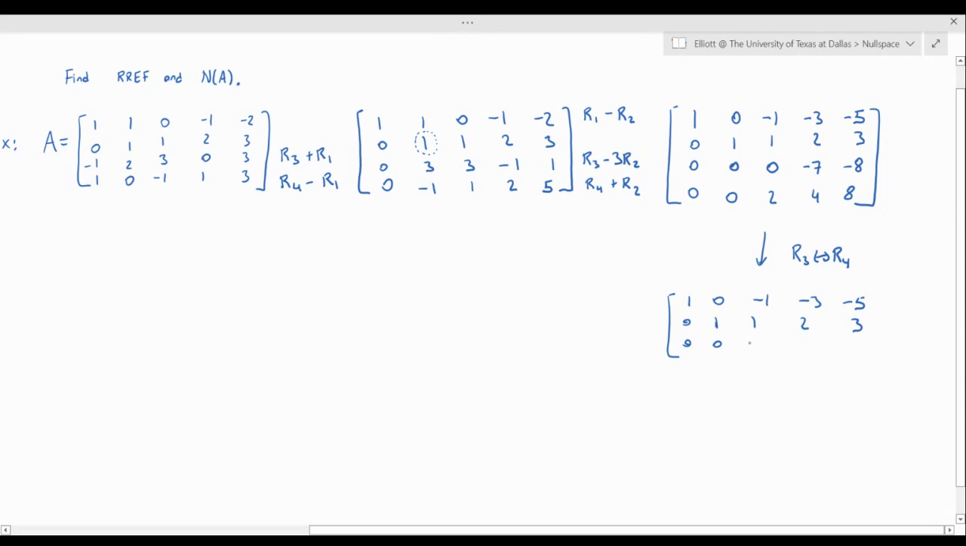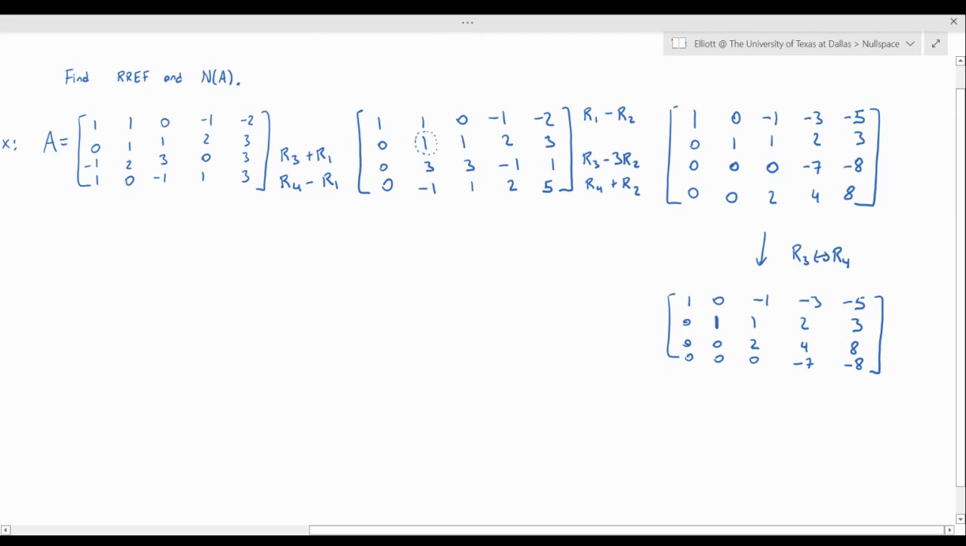Oops, swapping. So you'll get 2, 4, 8. And here you get 0, 0, 0, -7, and -8. Okay. So then, let's see here. Swap row 3 and then row 4.